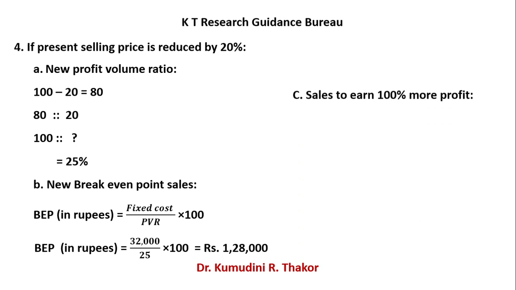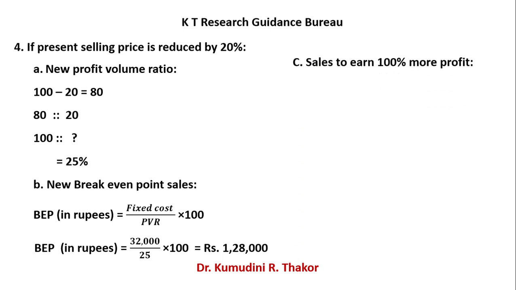So see the impact of one item on another. Now see the question in that one. Sales to earn 100% more profit. What do you want to do? You want to increase your profit by 100%. How to find out? Previous profit was 68,000. 100% means multiply by 2. So your new profit will come to 1,36,000.